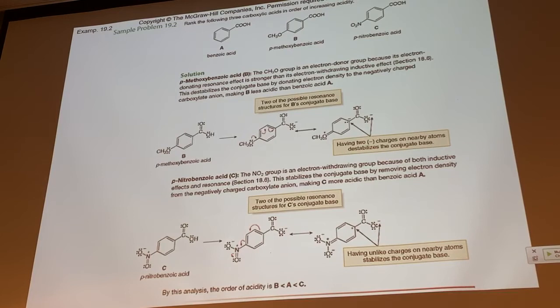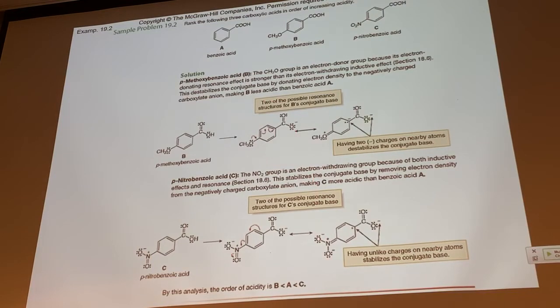And we know it's an inductive effect because the differences in acidity are not very big. We've got benzoic acid's pKa on the board, it's 4.2. Paramethoxybenzoic acid is 4.5, so it's only 0.3 pKa units higher, a very modest effect. Paranitro is 3.4, so it's less than 1 pKa unit more acidic. So these are modest effects, they're inductive effects, even though we're using resonance structures to show them.